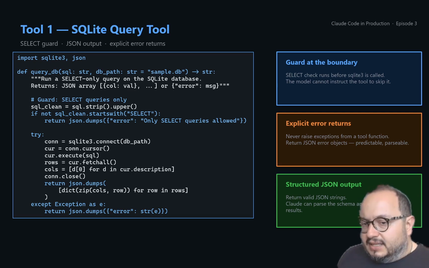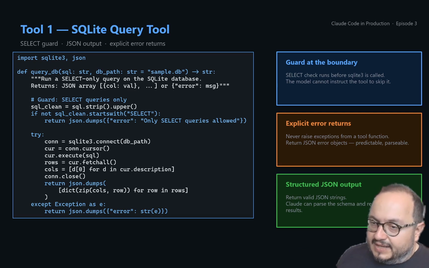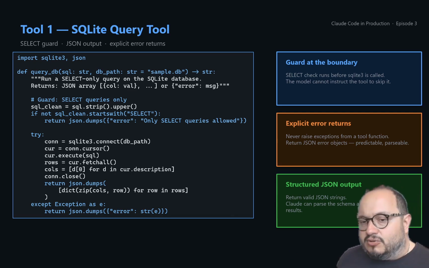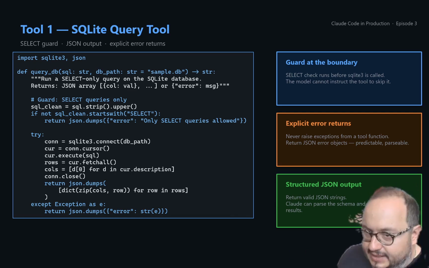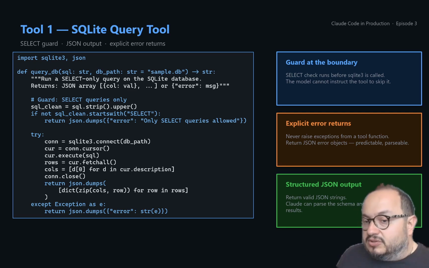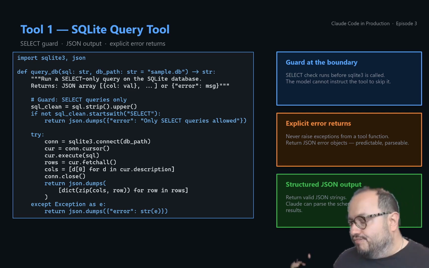The second thing is explicit error handling. The try and except wraps the entire database code. If anything fails, such as a connection error, a bad SQL string, or a missing table, the function returns a JSON object with an error key. It does not raise. Exceptions in an MCP tool surface in strange ways, depending on the client. Explicit error returns are more predictable.